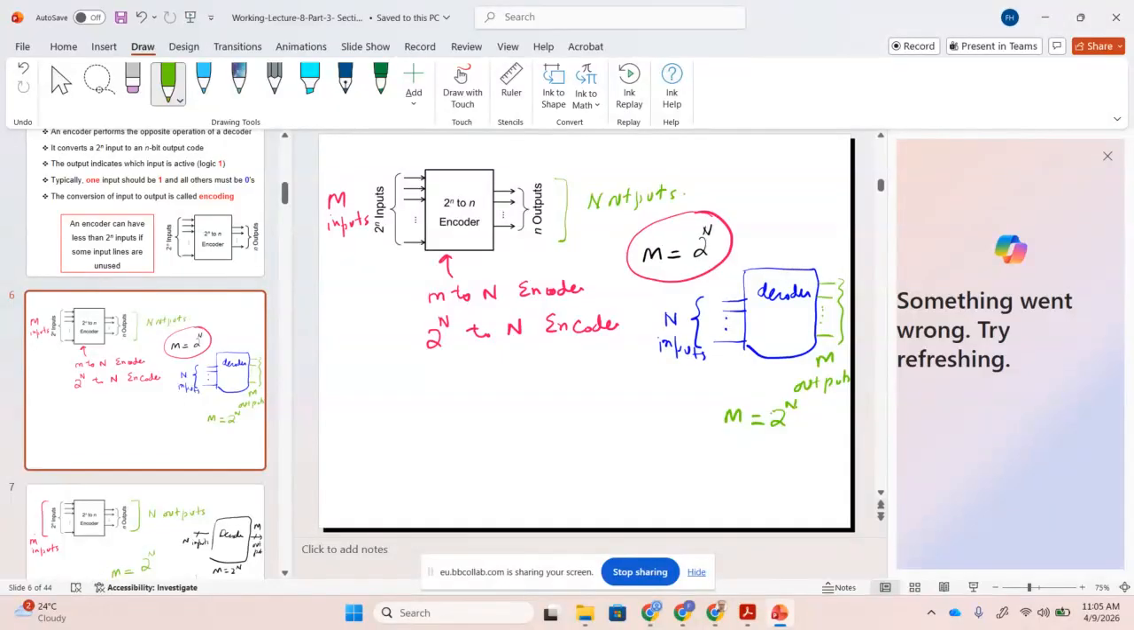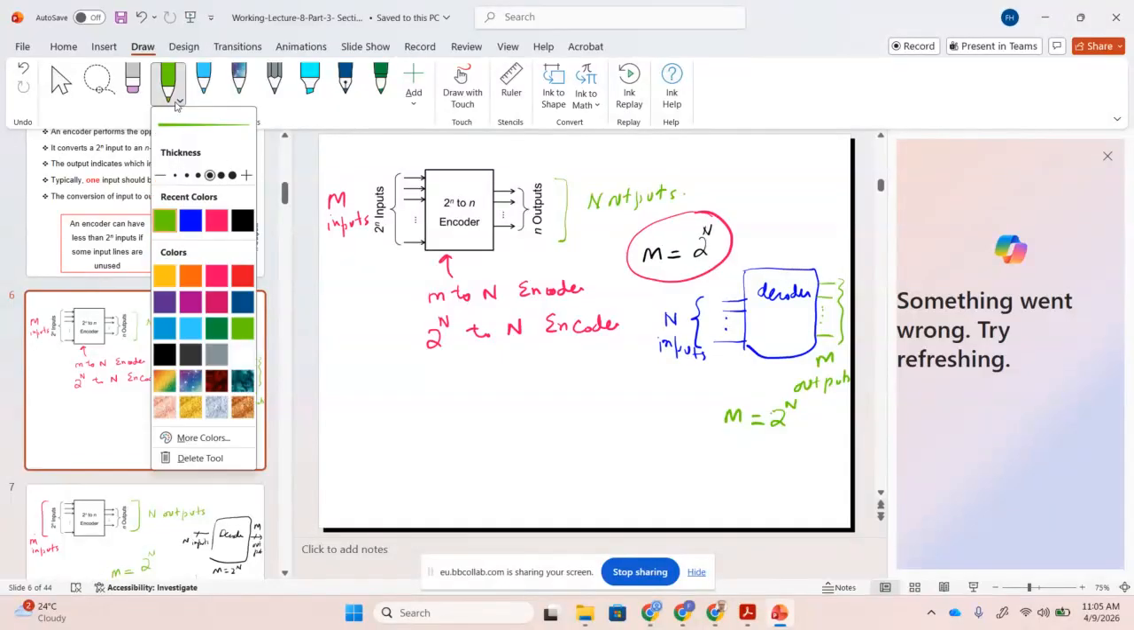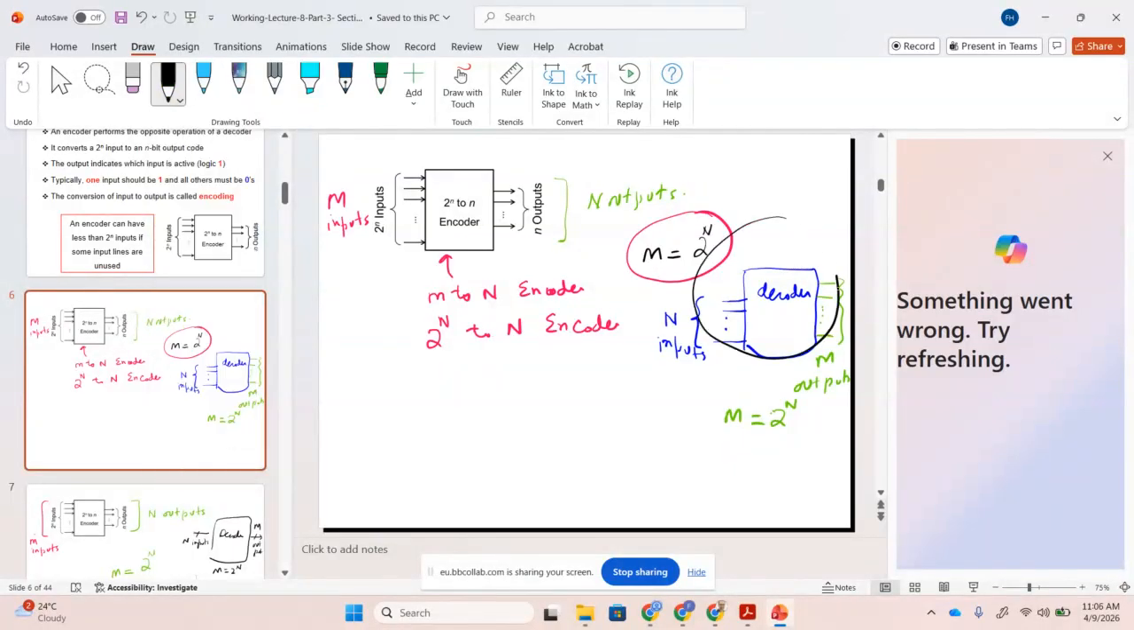Can you see here, these two are opposites. This decoder and this encoder are opposite of each other. Any question?